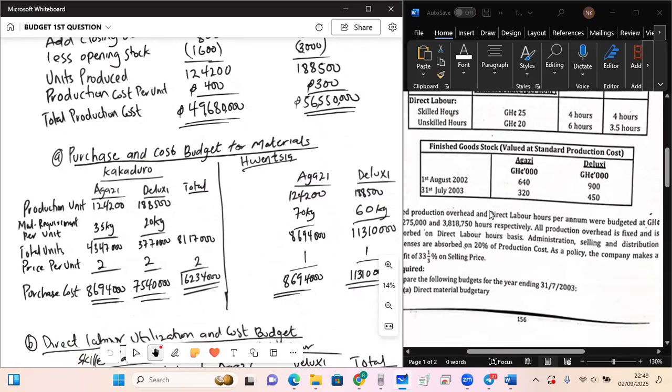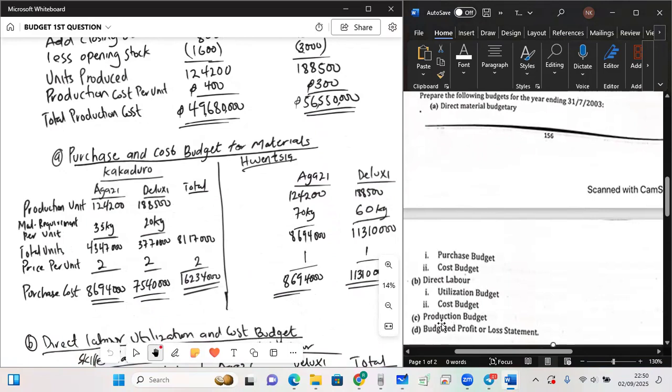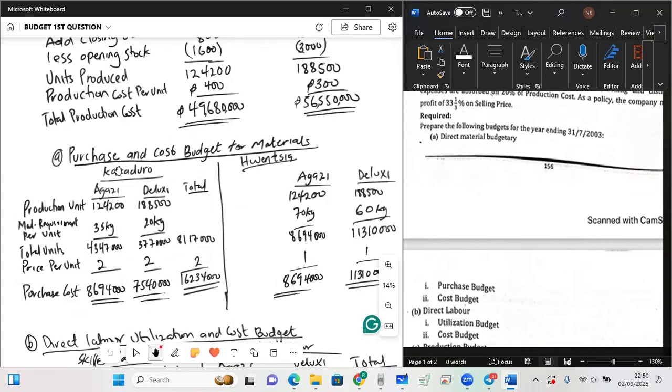So now we've actually prepared our production budget. You see, that's why I started first, because if I don't do that one first, I wouldn't be able to do the rest. So I did the production budget first so that I can get the units produced. Now, because I have the units produced, I can get the material requirements and then the cost of material. Right. So that's why I move on to now doing the direct or the purchase cost budget for the direct material. Now, we start with the production unit.